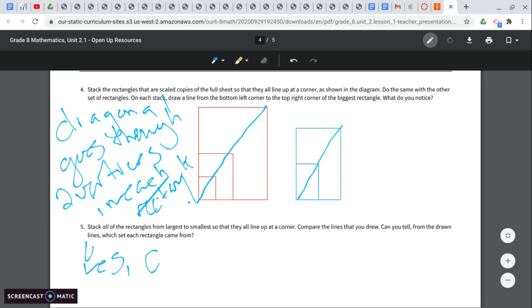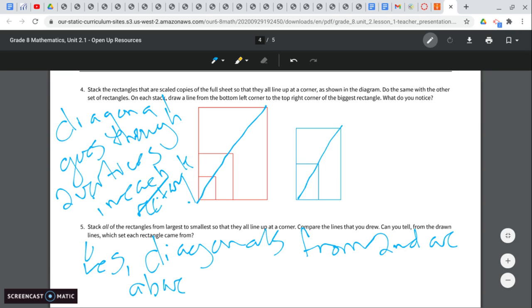So, yes, diagonals from second are above diagonals from first. So we'd be able to see which ones go together, because if they are scaled copies, we should be able to draw that diagonal because they are all proportional to one another. So we should be able to have that, okay?